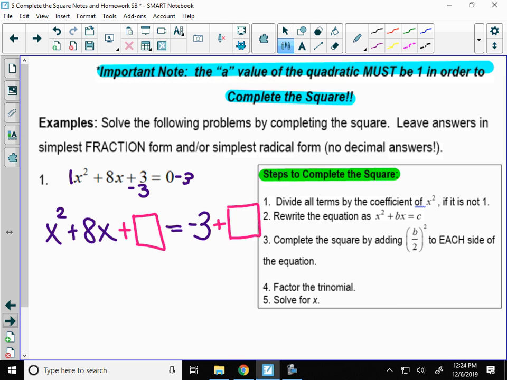So make sure the leading coefficient is 1. Subtract the constant plus box on both sides. Now we have to fill in the box. And to fill in the box is step 3. It says add b over 2 squared in each box. So which number would be the b up here? 8. So you're going to take 8 divided by 2 and square it. Well, what's 8 divided by 2? 4, and 4 squared is 16. 16 goes in your boxes.